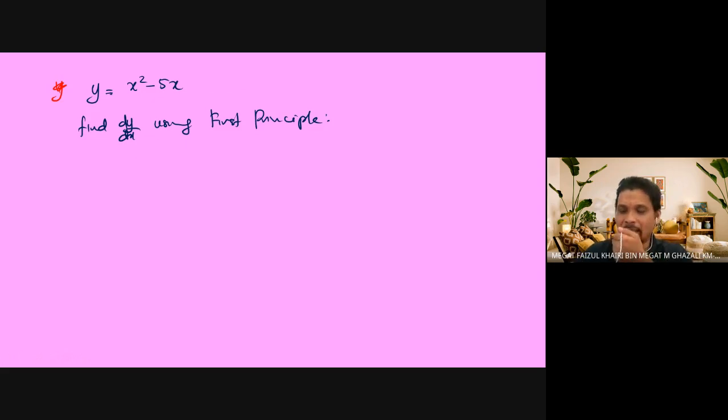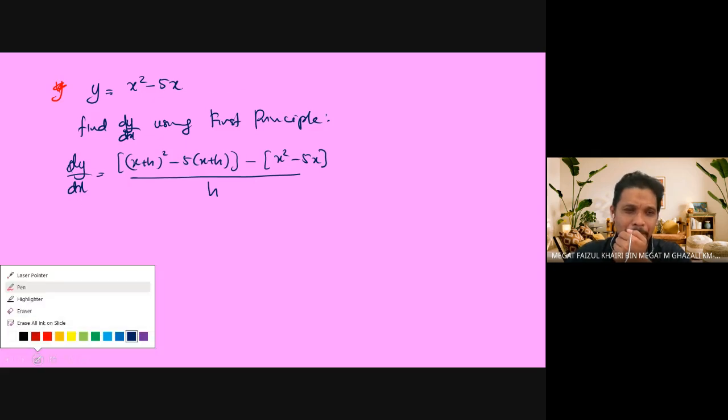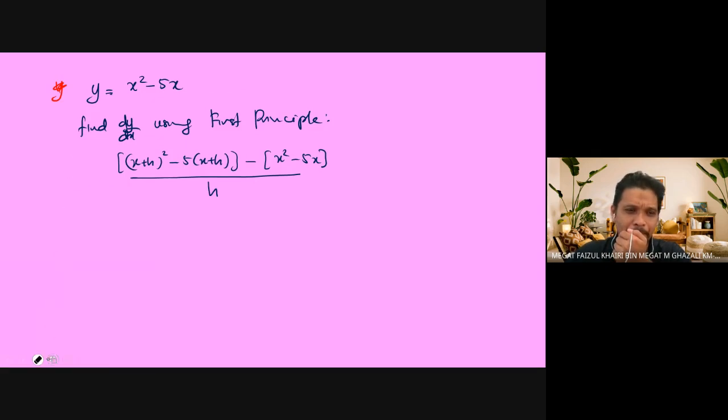Okay, so thanks for the picture. I can see it now. All you did is correct. It's only that I recall, f of x plus h is x plus h square minus 5 times x plus h, minus f of x, x square minus 5x, divided by h.